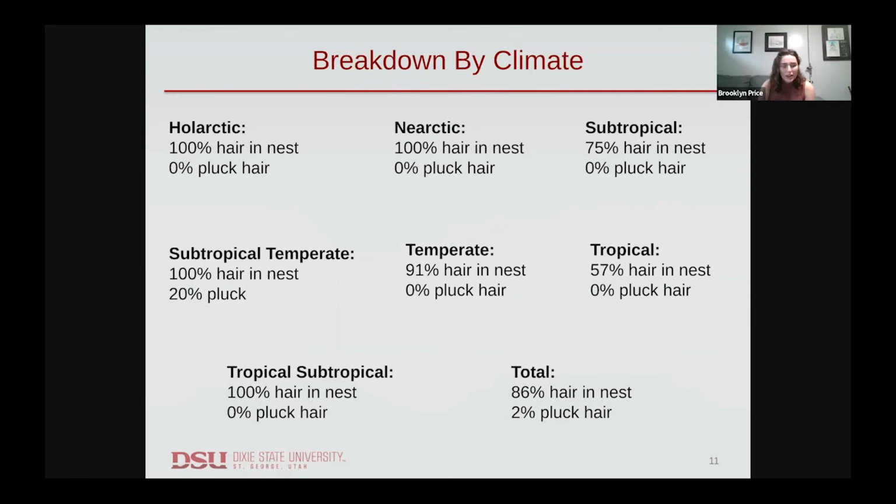And so we can see in total, 86% of birds have hair in the nest and 2% pluck hair from live animals. The only climate that has birds plucking hair from live animals is the subtropical climate. 100% of birds in the subtropical climate had hair in their nest, but only 20% of those birds plucked the hair.